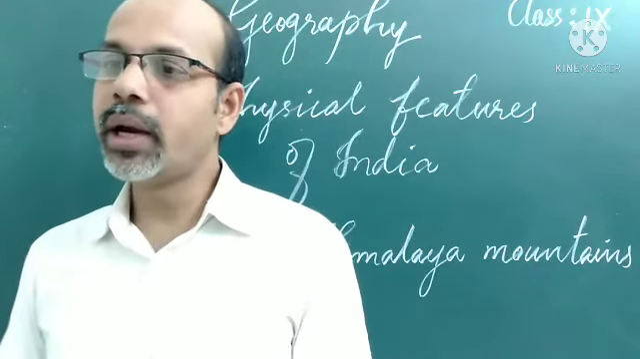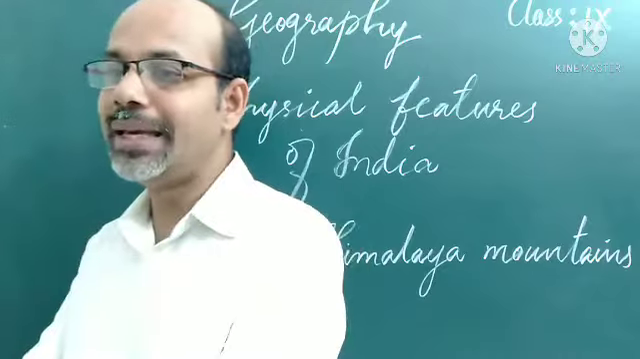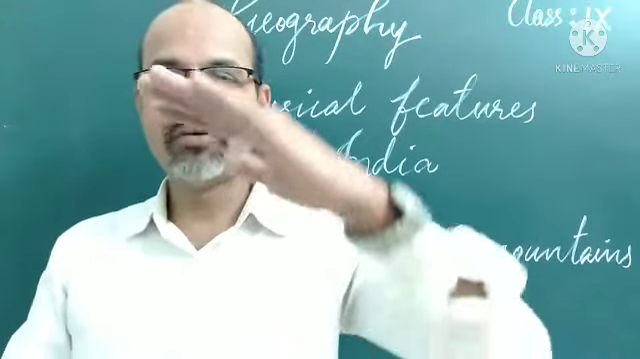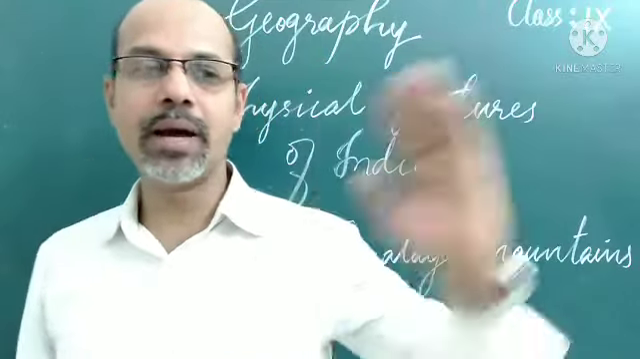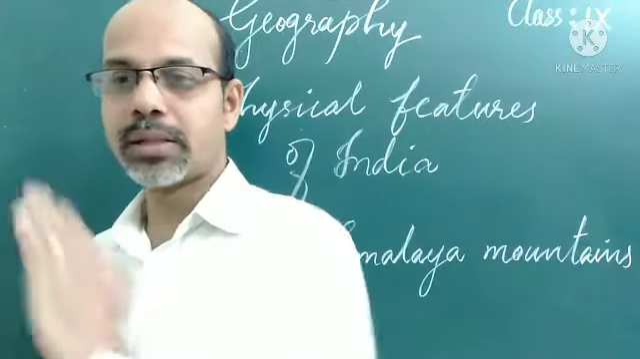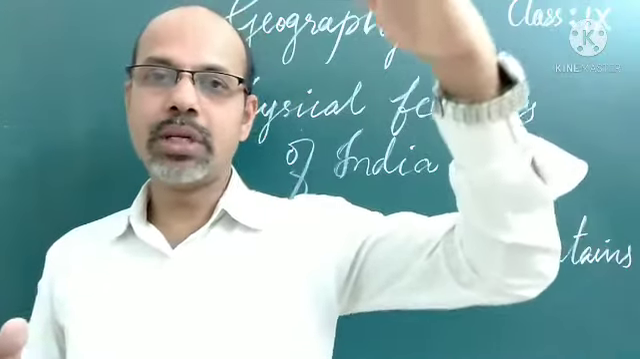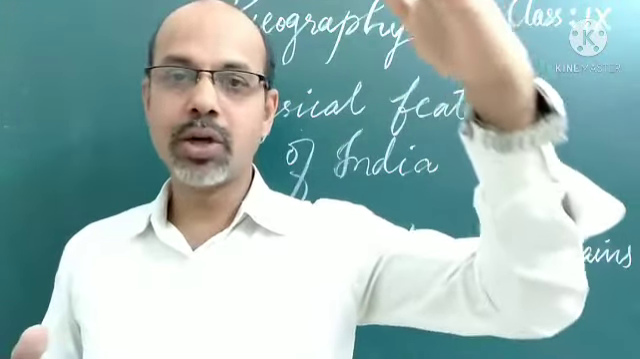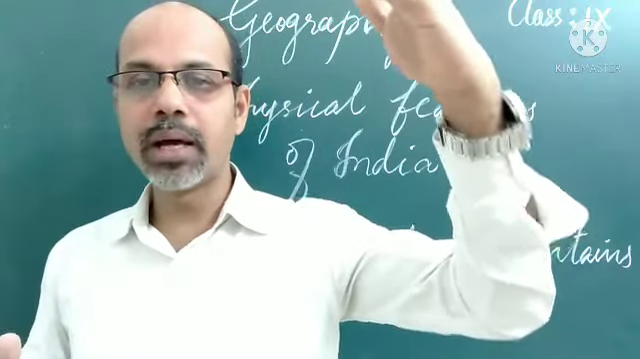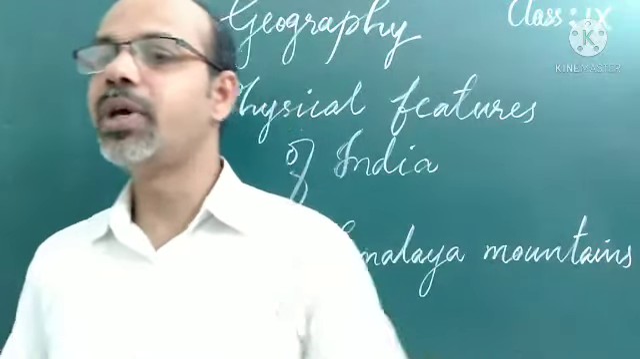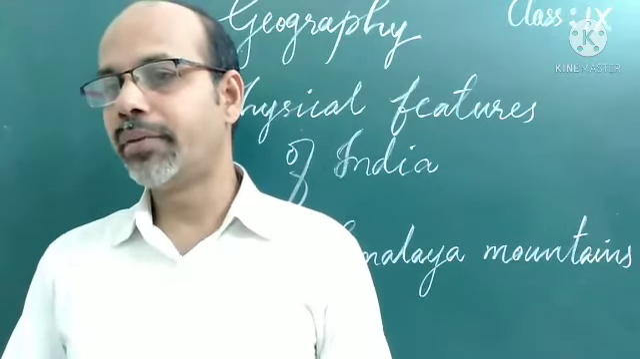These mountain ranges run in a west to east direction from the Indus River to the Brahmaputra. We can find the important rivers: on the northwestern part of the Himalayas, the Indus River, and in the extreme eastern region, the Brahmaputra River.